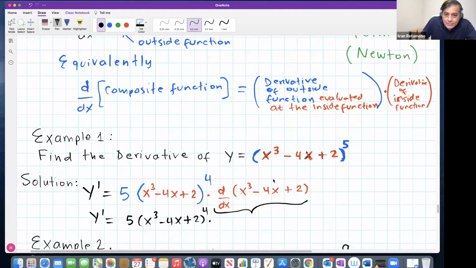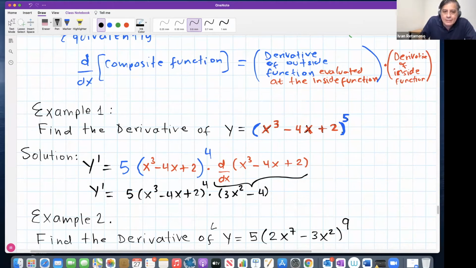Yeah, so 3 comes down. And then, more students are saying, very good, Miguel. Yeah, 3 comes down. X raised to 1 less, 2. 3 down, 1 less here, minus. Derivative of this 4x is 4. Derivative of 2 is 0, so nothing. So this should just stay like this, and then we're done. This is the final answer: 5 times x cubed minus 4x plus 2 raised to the 4th power times 3x squared minus 4. That's it.